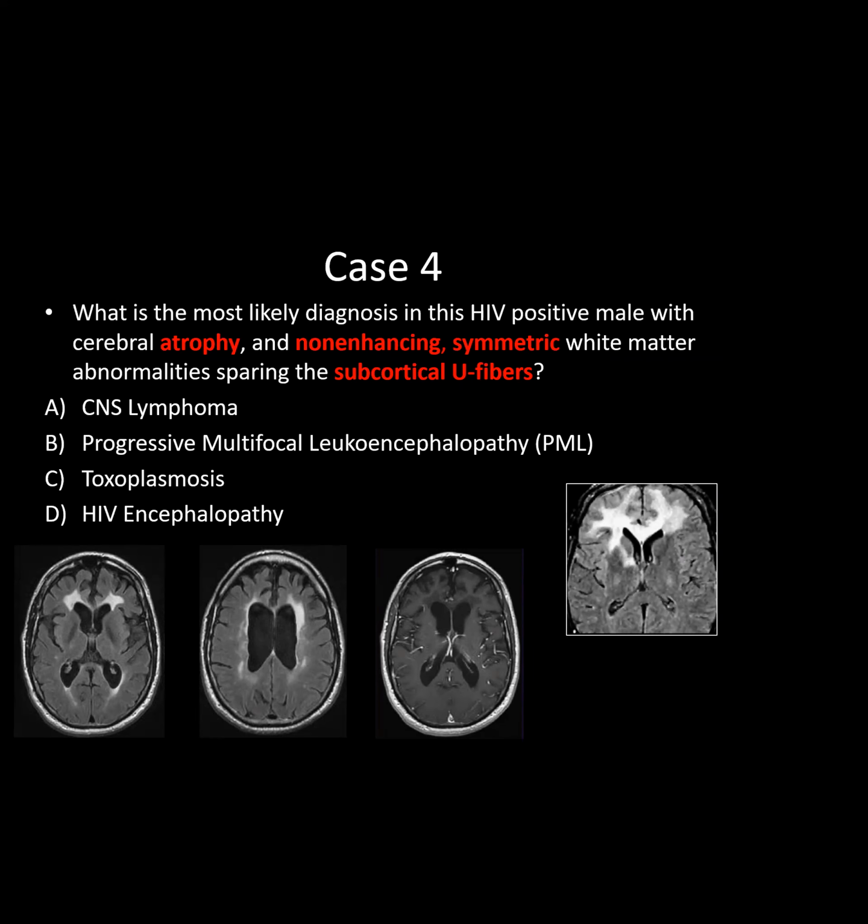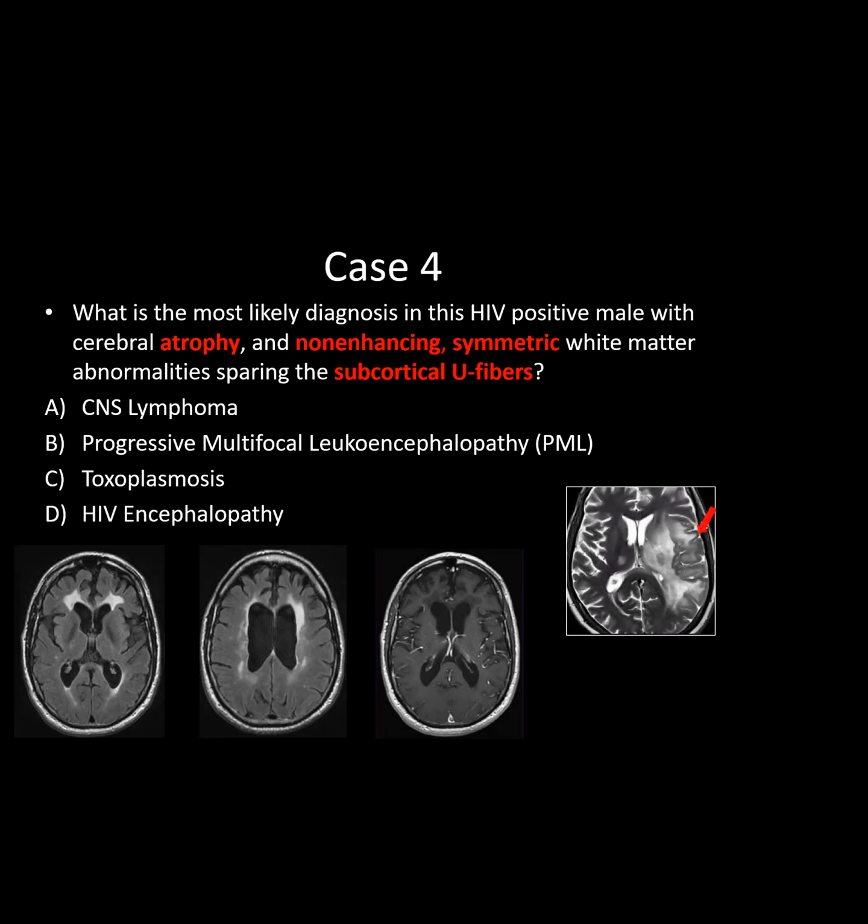So PML, like we just talked about, likes to involve subcortical U fibers. It's multifocal. It can be diffuse, and it can go into the corpus callosum. One differentiating feature, in addition to being peripheral and multifocal, is that it tends to be very, very dark on T1, which is a little different than what you might see in a lot of cases of HIV encephalopathy. This is another example of PML, multifocal involving subcortical U fibers, like you're seeing over here.